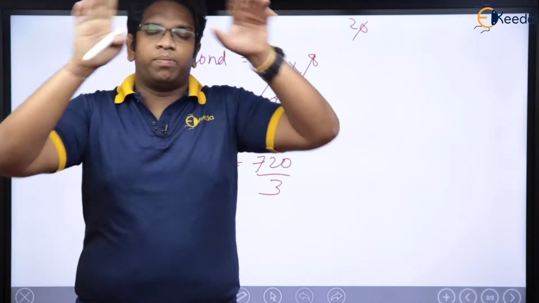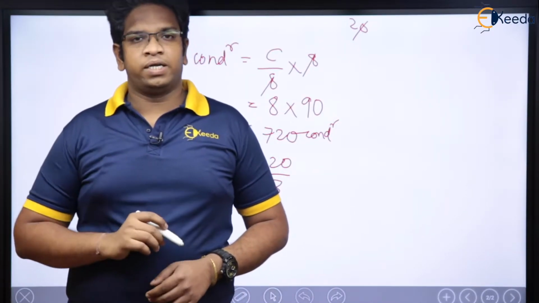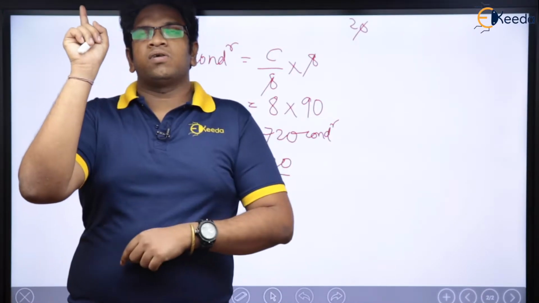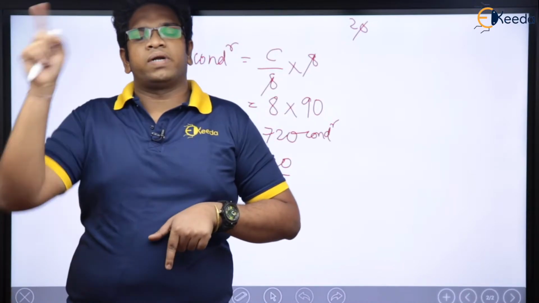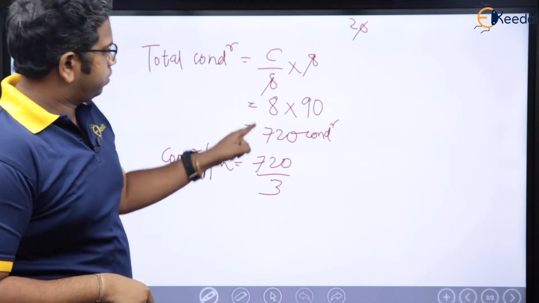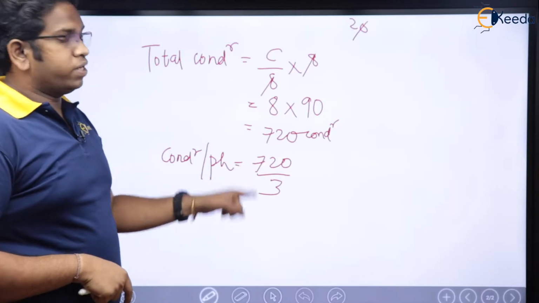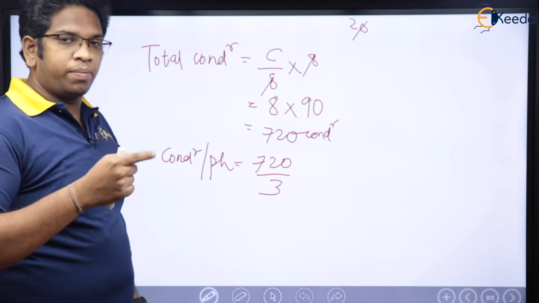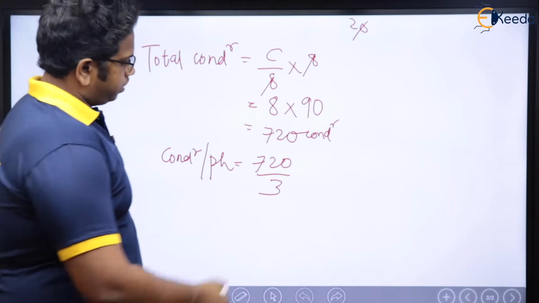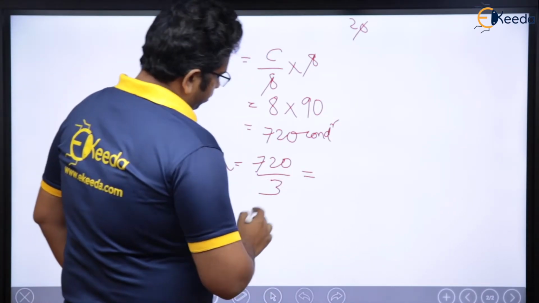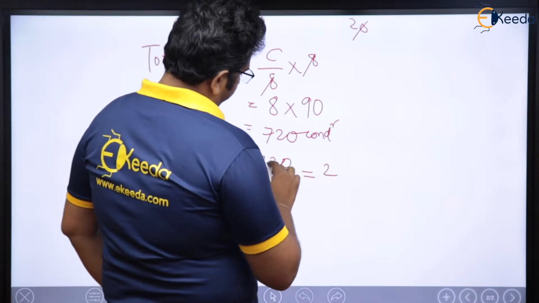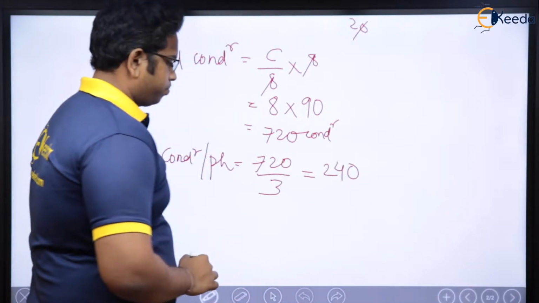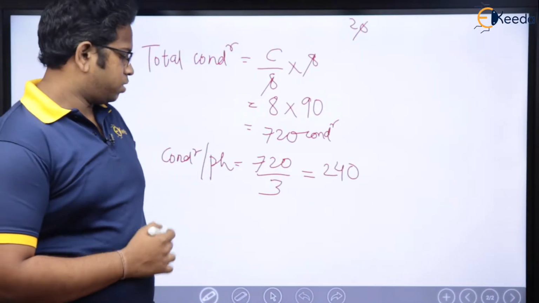See here, the total number of slots is 90. Every slot has 8 conductors, which means 8 conductors in one slot, 90 slots. 90 into 8 is going to be 720 conductors. 720 divided by 3 will give you conductors for one phase. Why? Because it is a three phase machine. Anyway, let me calculate. 3 2s are 6, 1 2 is 2, 4 are 240. This is going to be 240.